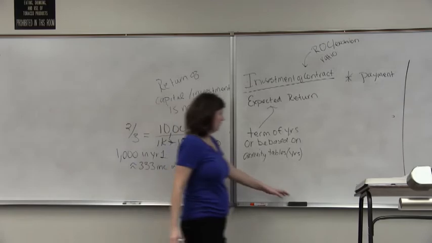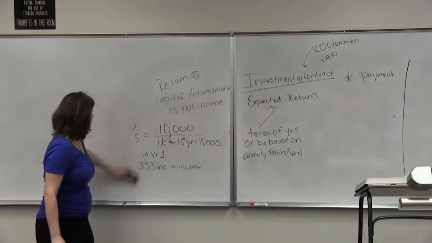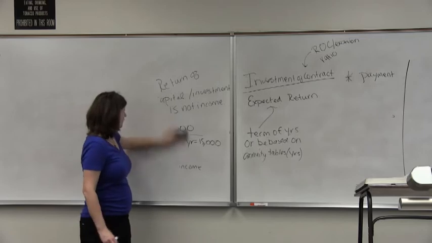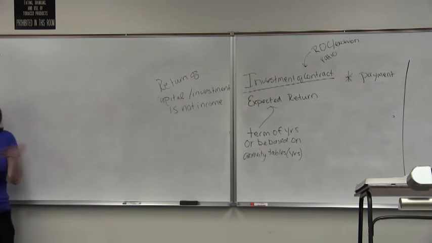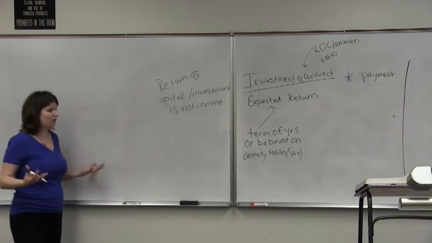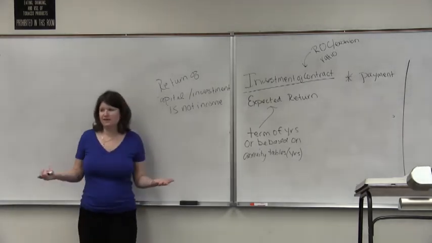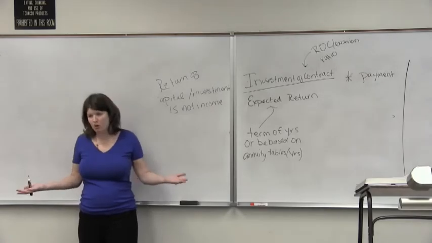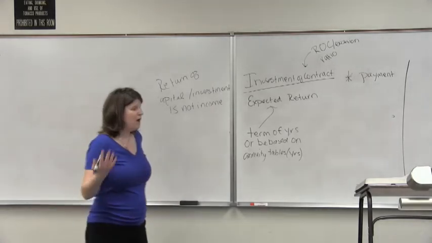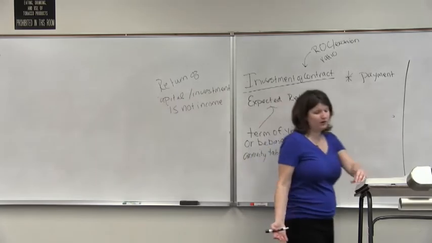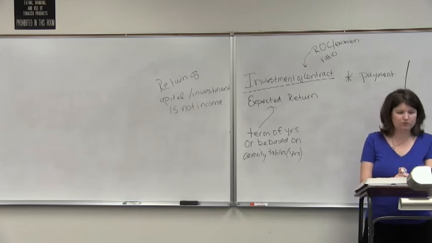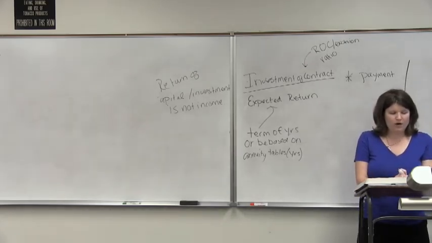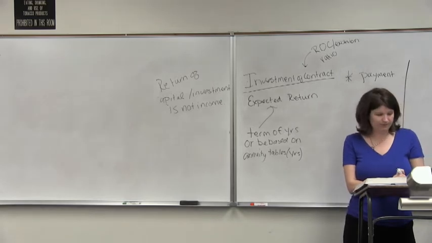Now, what about if they don't tell you? What if they don't say for 15 years? What if they say $1,000 per year for the life of the taxpayer? Well, how do you know? What's the life of the taxpayer? How long are they going to live? Well, we don't know how long they're going to live. But we do have these actuarial tables that the IRS publishes. If you look on page 426 of your book, Exhibit 4.1 has actuarial tables.